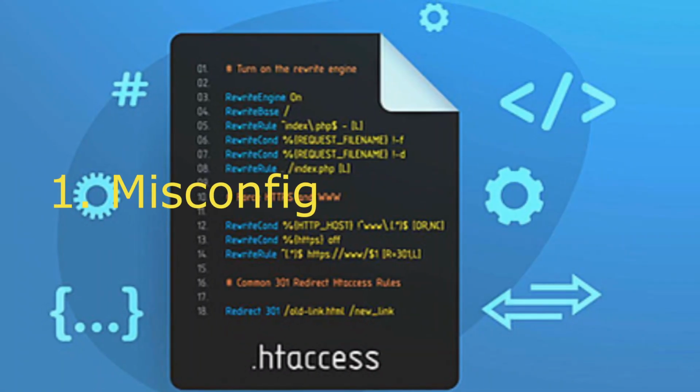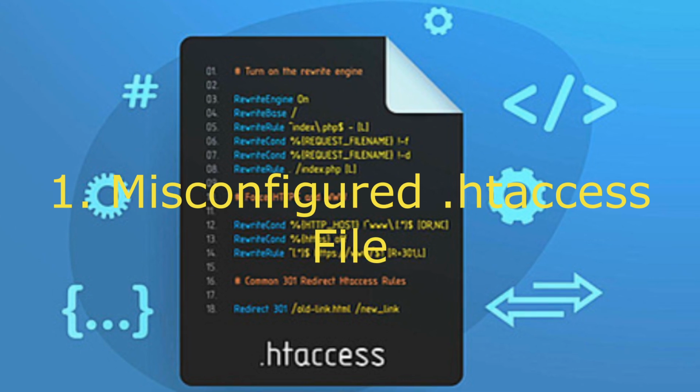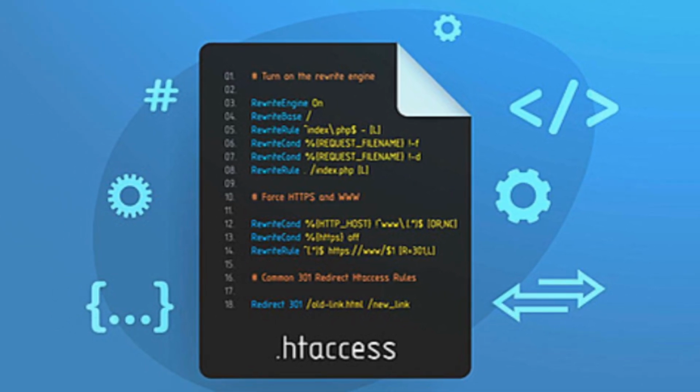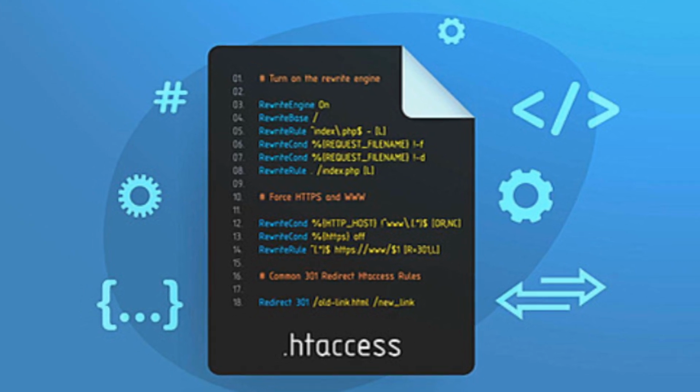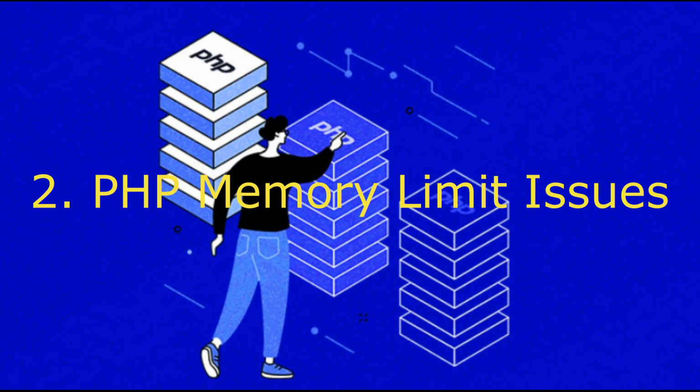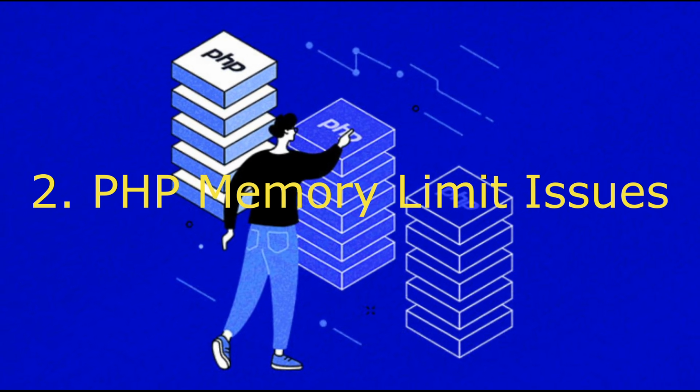1. Misconfigured .htaccess file. This file manages various server settings. If it's not configured correctly, it can cause a 500 error. 2. PHP memory limit issues. If a PHP script exceeds the allocated memory, it can lead to a 500 error.